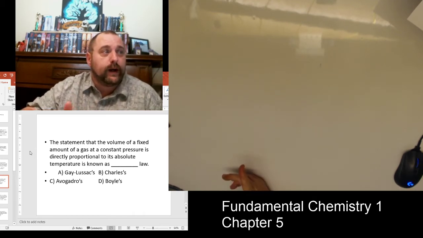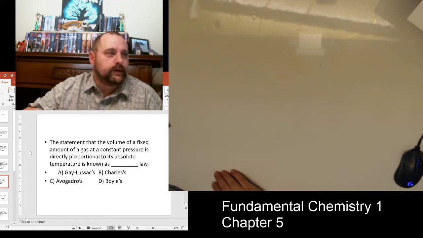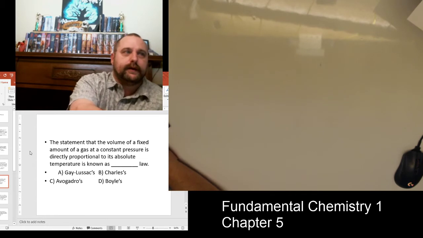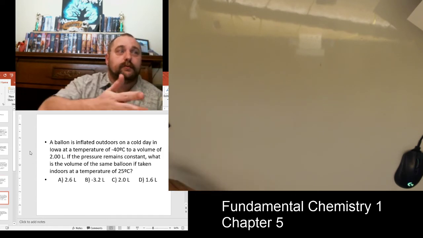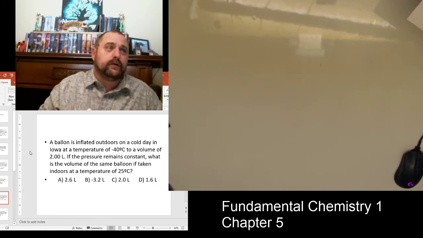So fixed amount, that doesn't change. Constant pressure, that doesn't change. So this is volume and temperature. So volume and temperature was Charles's law. So that one is identification. It's pretty much memorization. So this one we're going to assume is Charles's law, but we don't know for sure.